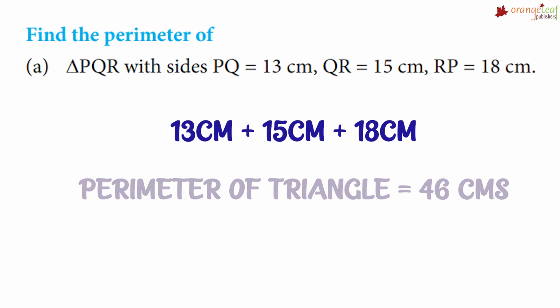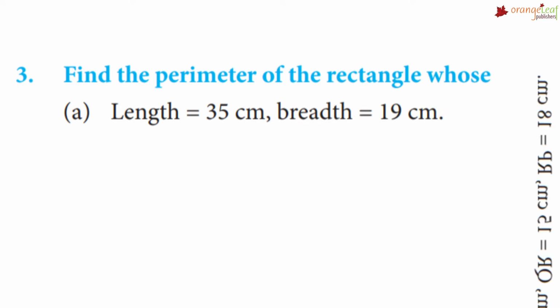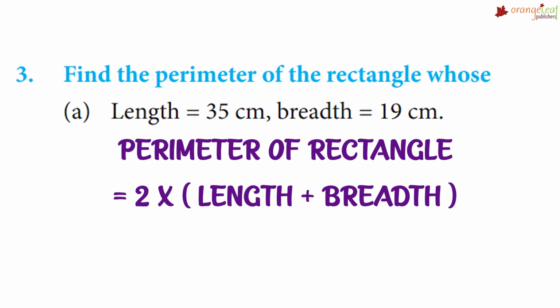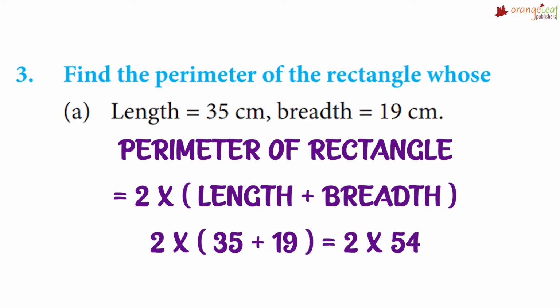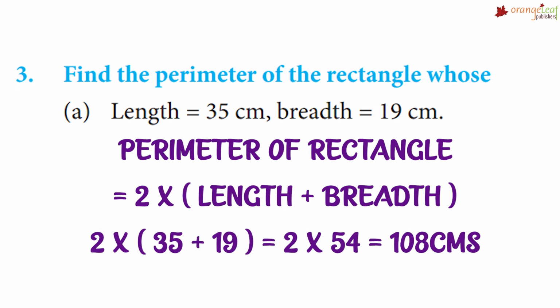The perimeter of the triangle PQR is 46 centimeters. Now let's find the perimeter of a rectangle whose length is 35 centimeters and breadth is 19 centimeters. We know that the formula of the perimeter of a rectangle is 2 into (length plus breadth), which is 2 into (35 plus 19), which is 2 into 54. So the perimeter of the rectangle is 108 centimeters.